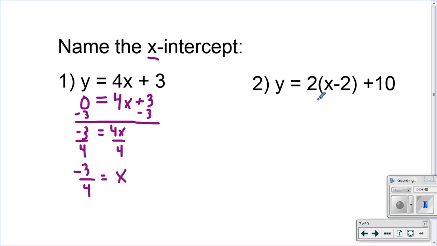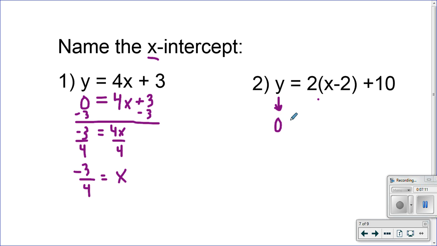So let's try one more. So here we have point slope form, and we need to turn that into slope intercept first before we find our x-intercept, right? So we could do that. We could take 2 times x, 2 times -2, and use our distributive property. On the other hand, is there a shortcut? Remember, now we just need to substitute 0 for y, right? So could we do that without using our distributive property first?